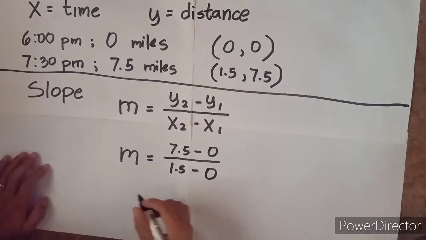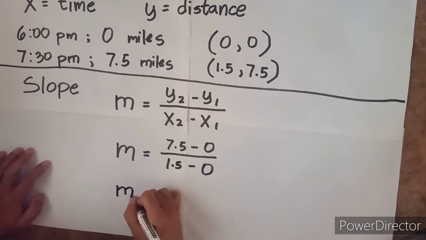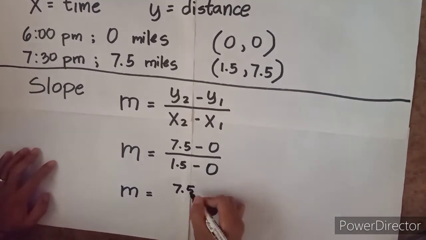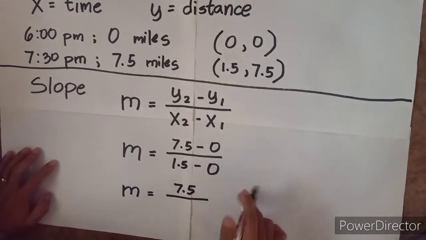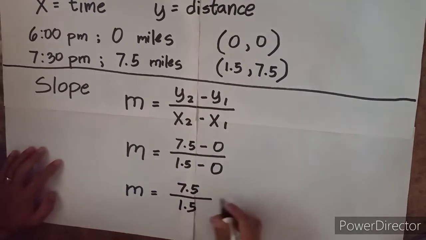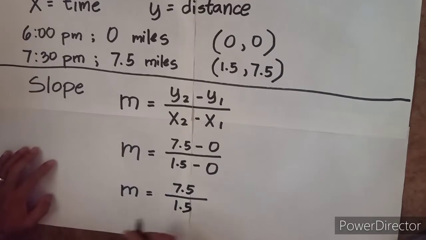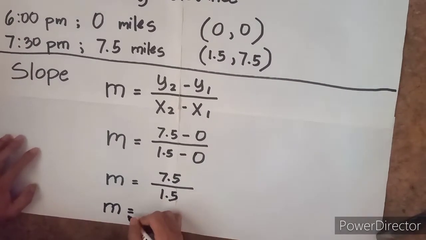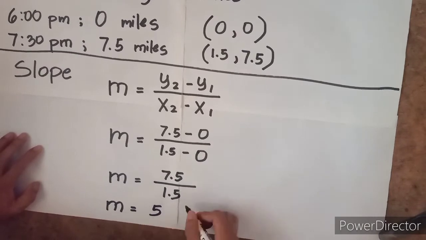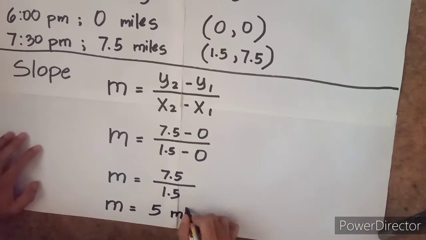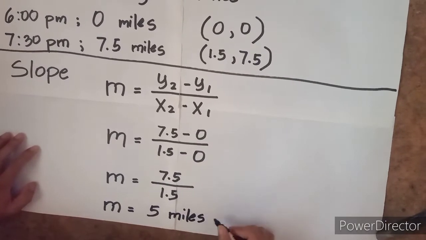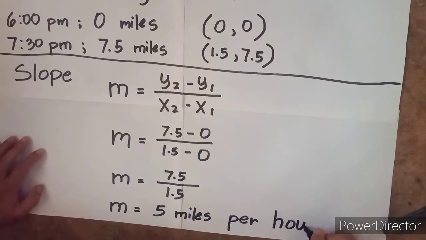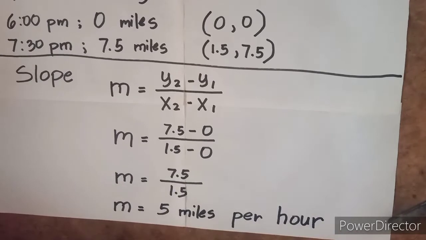Now we subtract the values. 7.5 minus 0 is equal to 7.5. 1.5 minus 0 is equal to 1.5. Next, we simplify. So 7.5 divided by 1.5 is equal to 5, which is 5 miles per hour. 5 miles per hour is the slope.